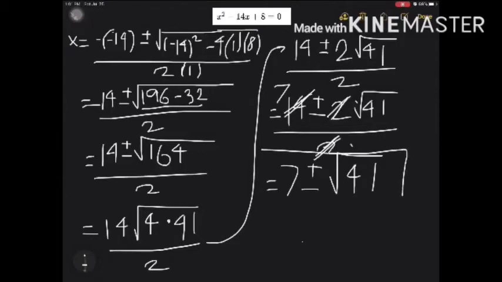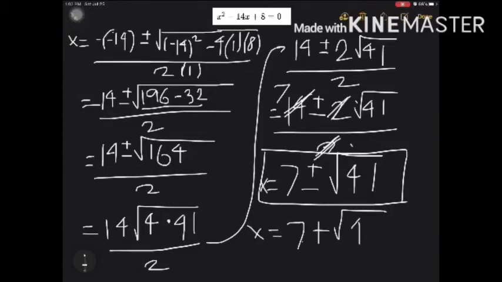Or you can do x is equal to 7 plus square root of 41, and x is equal to 7 minus square root of 41. So that's our first example done. So let's move on to the next example or case.